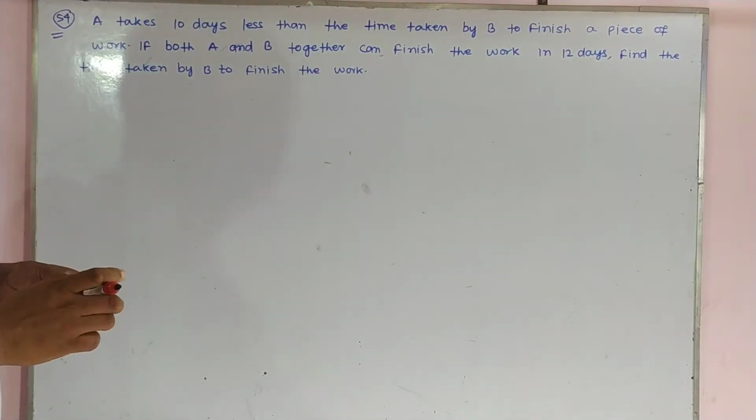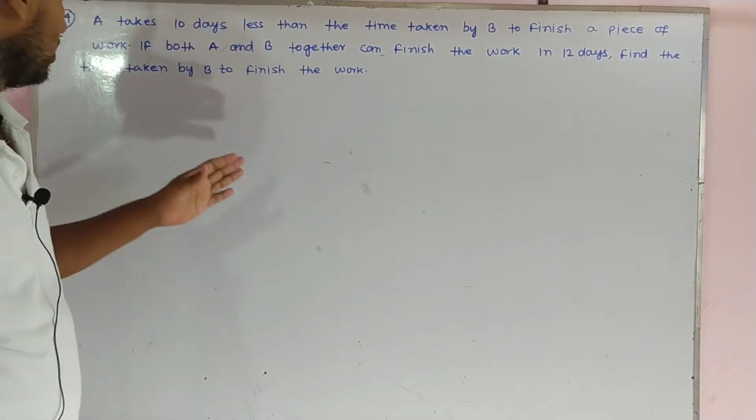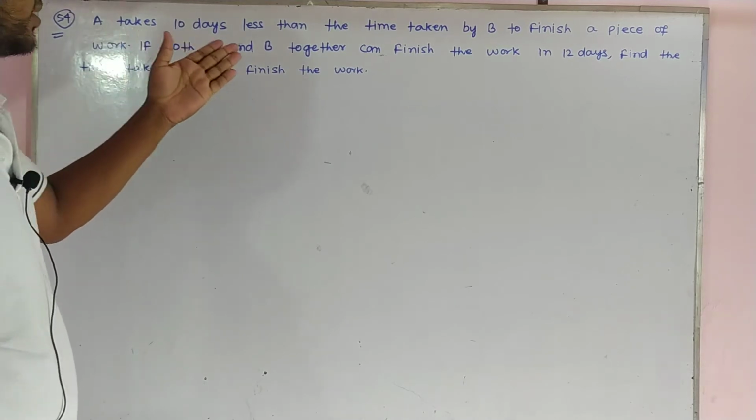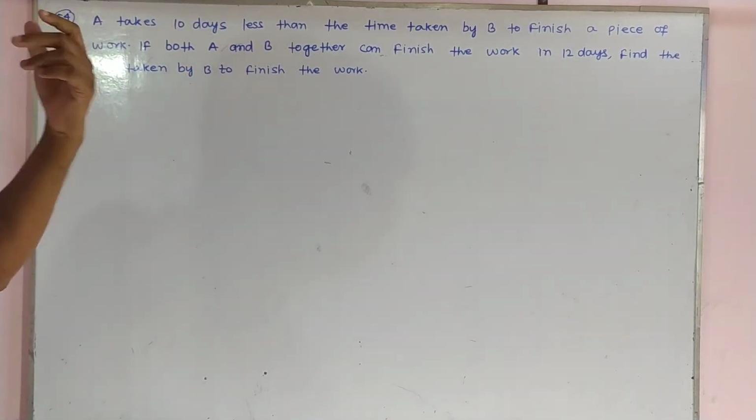Let us see question number 54. This question is related to time and work. A takes 10 days less than the time taken by B to finish a piece of work. So this question is related to time and work.